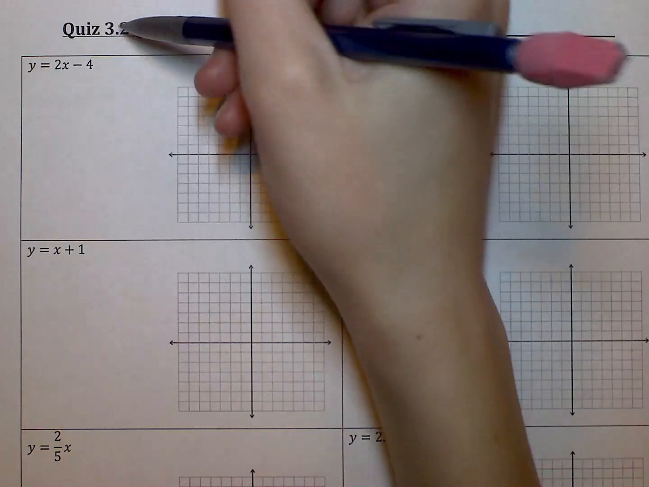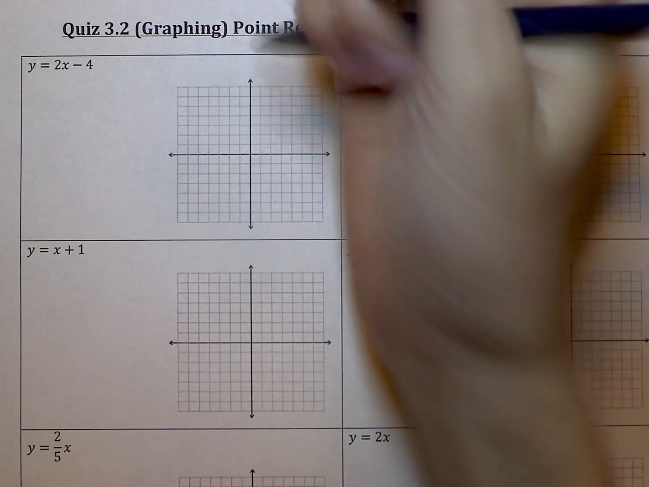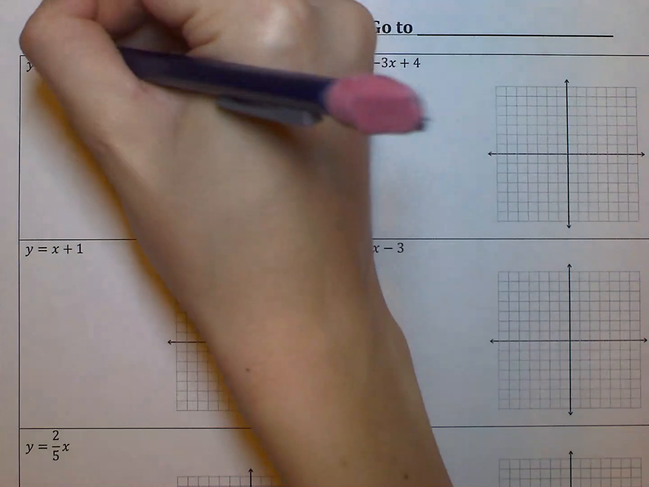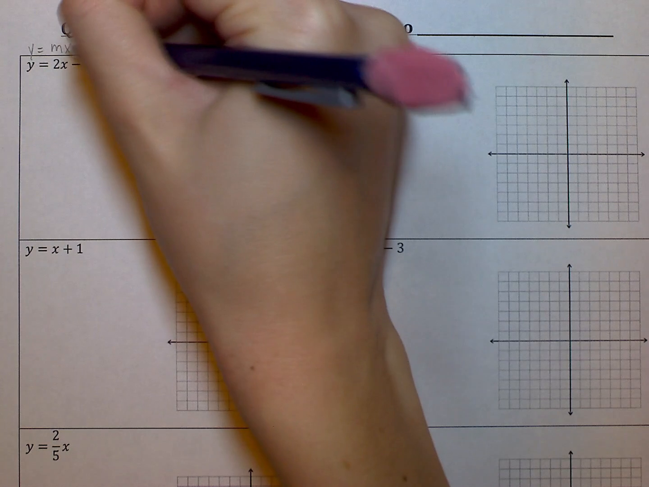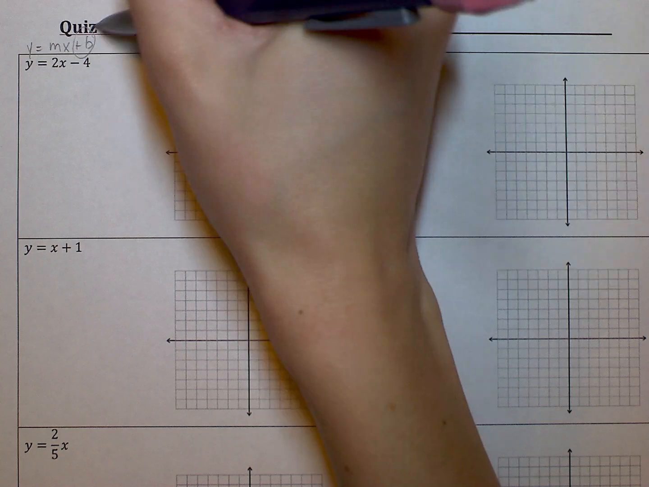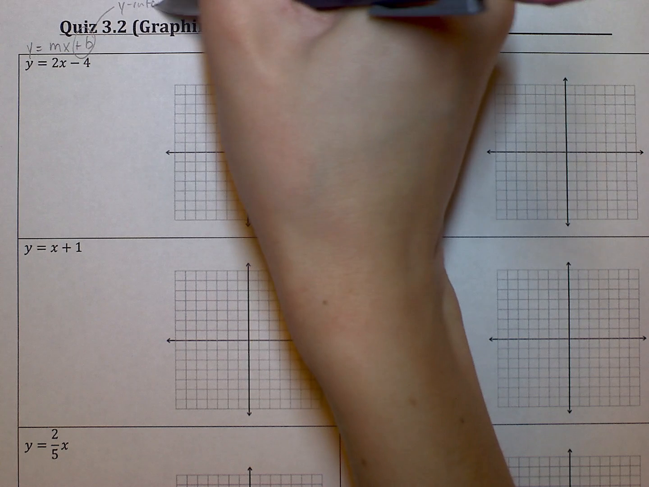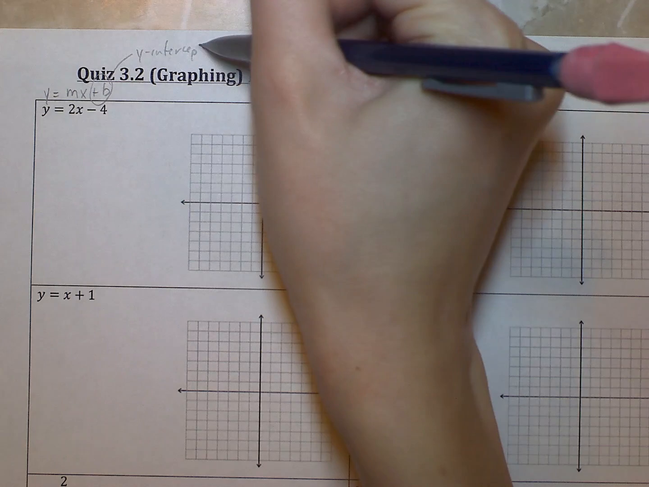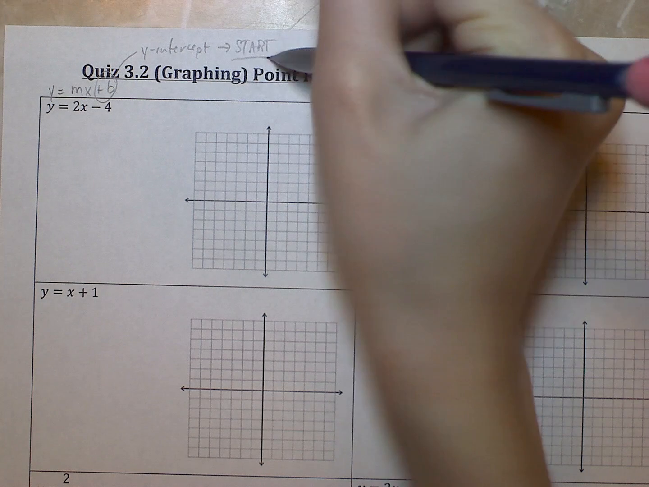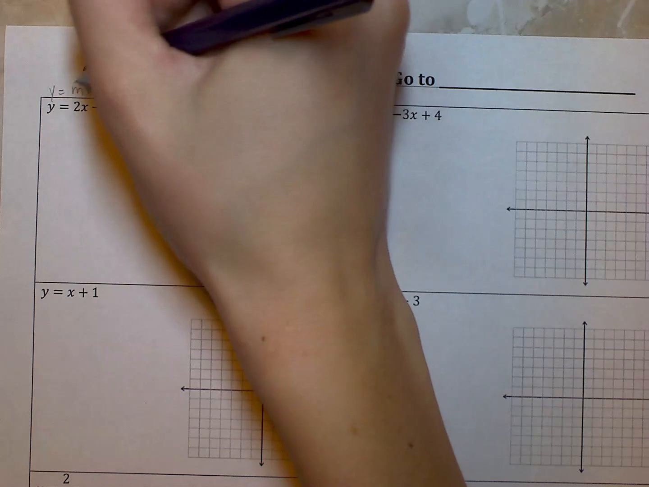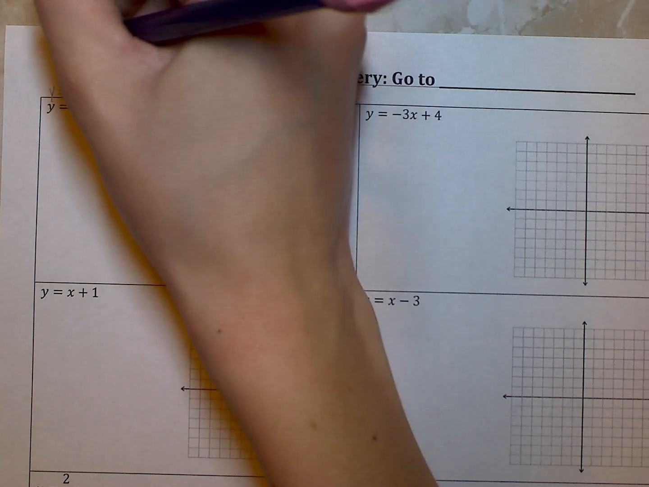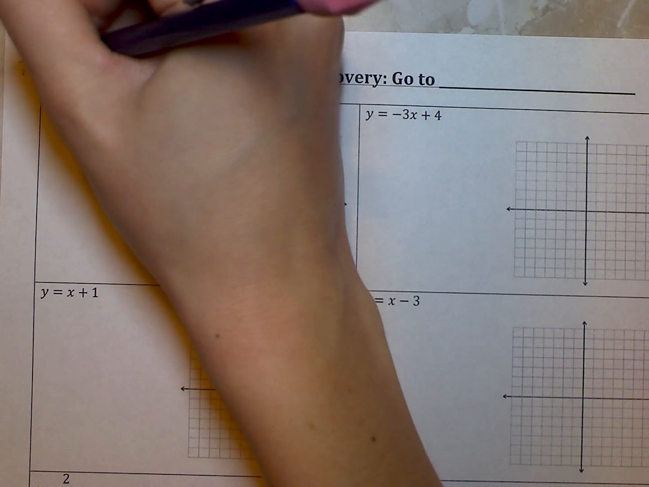On quiz 3.2, it was on graphing equations, mostly equations that look like this, y equals mx plus b. And so what we remember is that this is the y-intercept, and this is where we start. And then this is the slope, and that tells us how to move, right? It tells us how much to rise, how much to run.